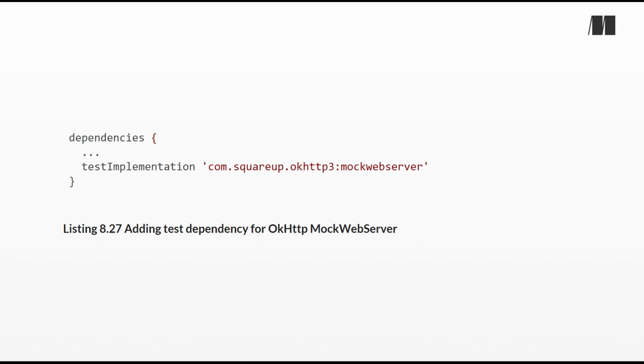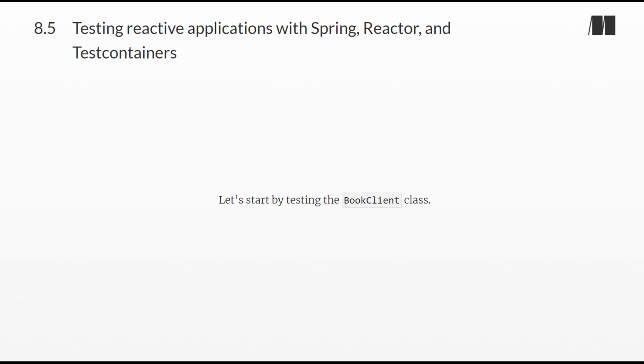You already have the necessary dependencies on the Spring Boot test libraries and Testcontainers. What is missing is a dependency on com.squareup.okhttp3 MockWebServer, which will provide utilities to run a mock web server. Open the build.gradle file of the Order Service project and add the missing dependency. Listing 8.27. Adding test dependency for OkHttp MockWebServer. Let's start by testing the BookClient class.